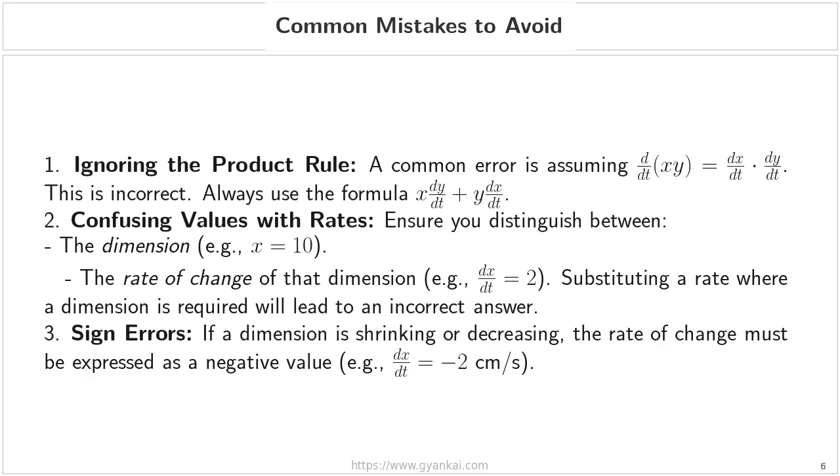Finally, keep a close eye on your sign errors. In the example we just solved, the metal plate was expanding, so our rates were positive. However, if a dimension is shrinking or decreasing over time, the rate of change must be expressed as a negative value. For instance, if the length is decreasing, you would write the derivative of x with respect to t equals negative 2 centimeters per second. Forgetting that negative sign will completely change the direction of your result. Keep these 3 points in mind as we move toward our final summary of the topic.